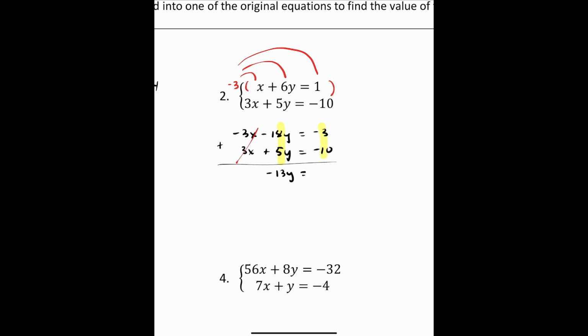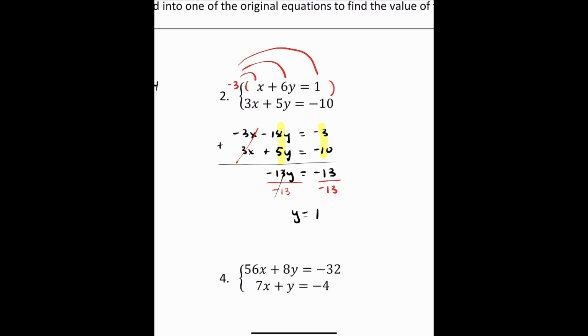And then negative 3 minus 10. You start negative and you're tacking on more negative. That's going to be negative 13. Now, let's divide both sides by negative 13 because we are going to solve for y. And what you're going to get is y equals negative 13 divided by negative 13, which is positive 1. So you know that y is 1. So what do we need to do now? We need to find our x value.